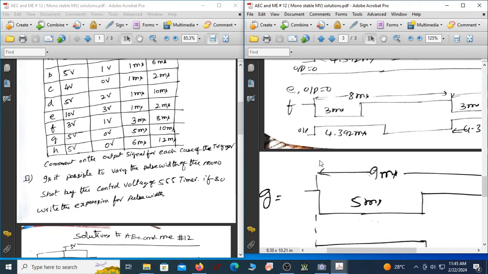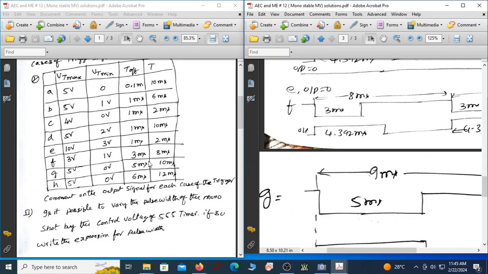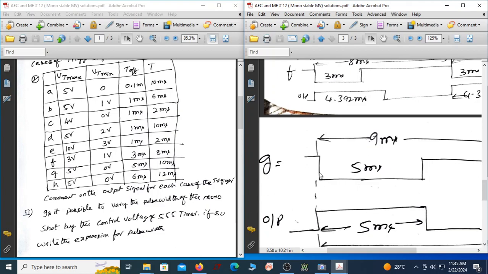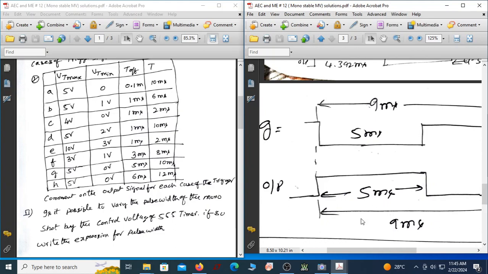Let us see this. Now you can see this is 5 volt and 0 volt. The off time is 5 millisecond and the period is 10 millisecond. Since the off time is 5 millisecond, which is more than the pulse width of 4.392 millisecond, the output is extended till 5 millisecond. So this is how it's happening.